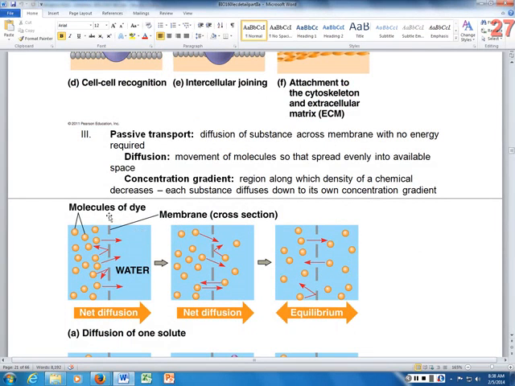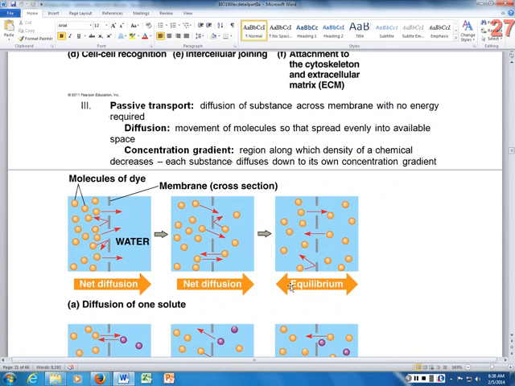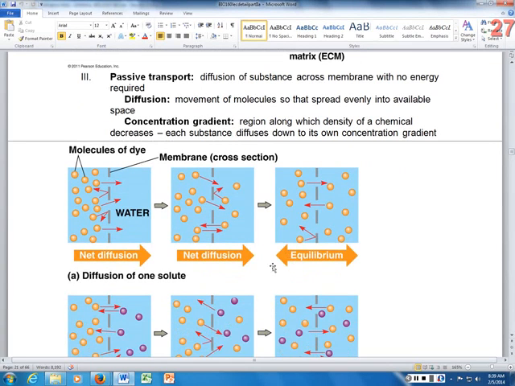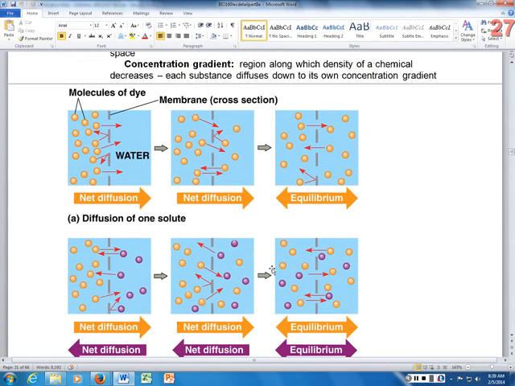Here it's showing the molecules of dye and the water. Water is going to go this way, the molecules of dye go this way, until you reach an equilibrium. What does diffuse mean? It means it is able to float across and it doesn't need any energy. But it moves down its own concentration gradient.